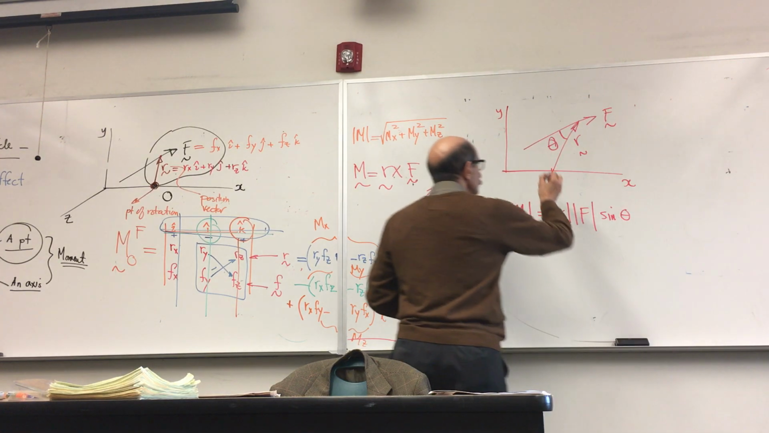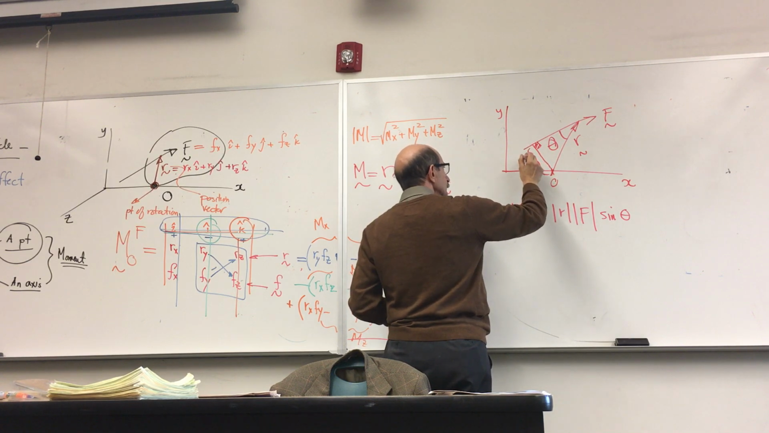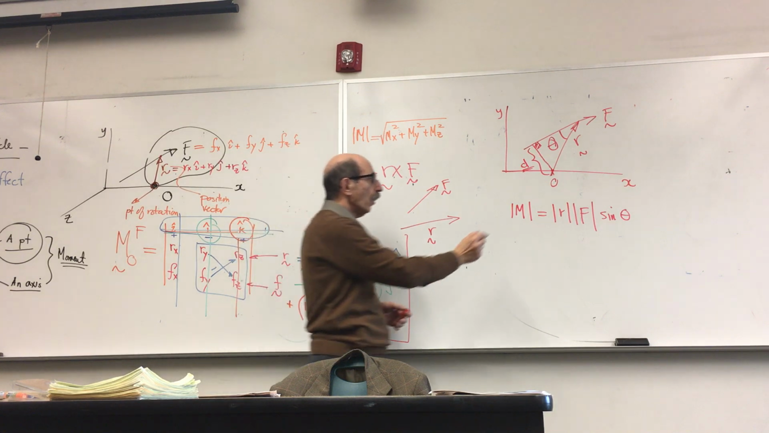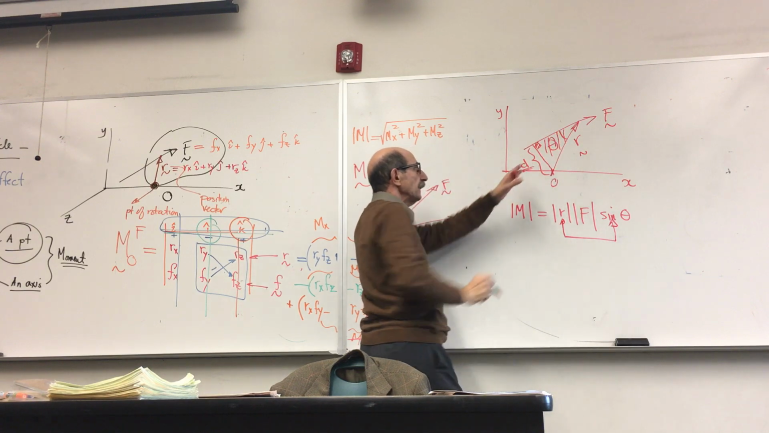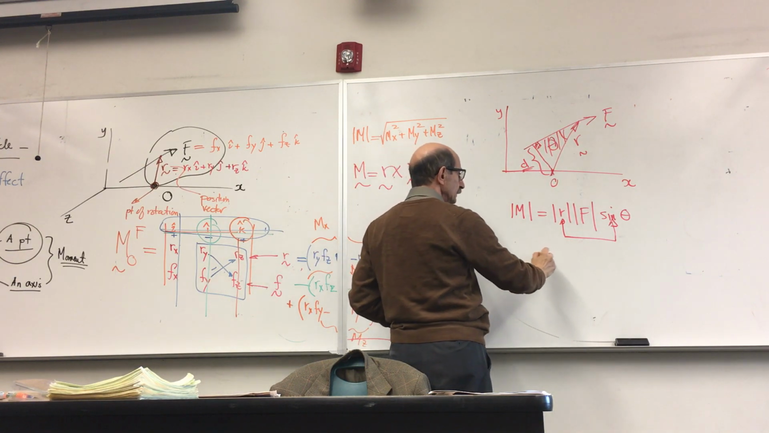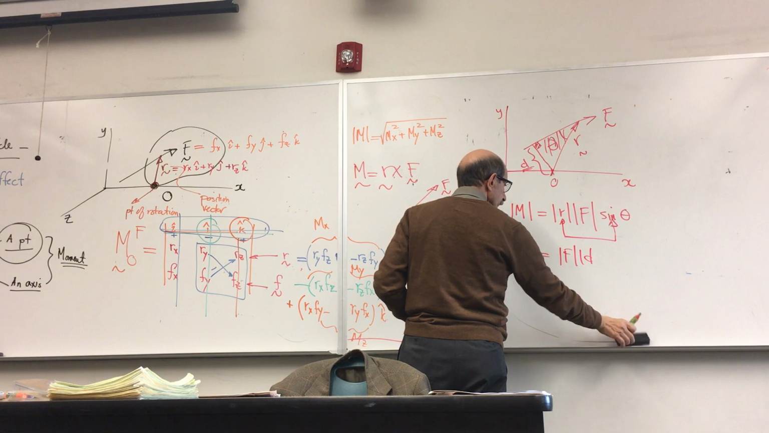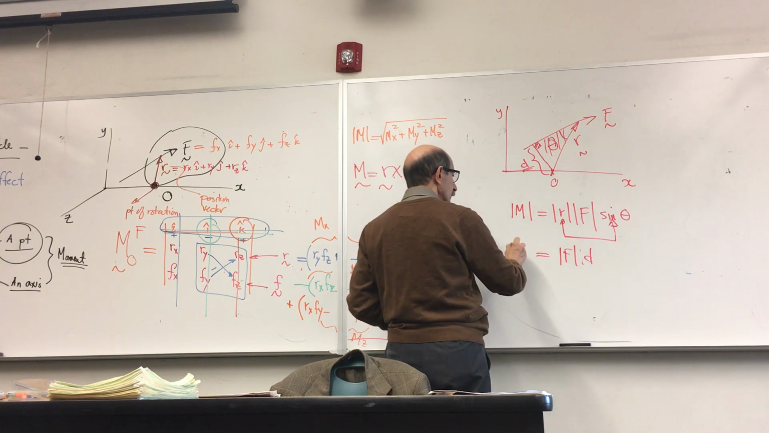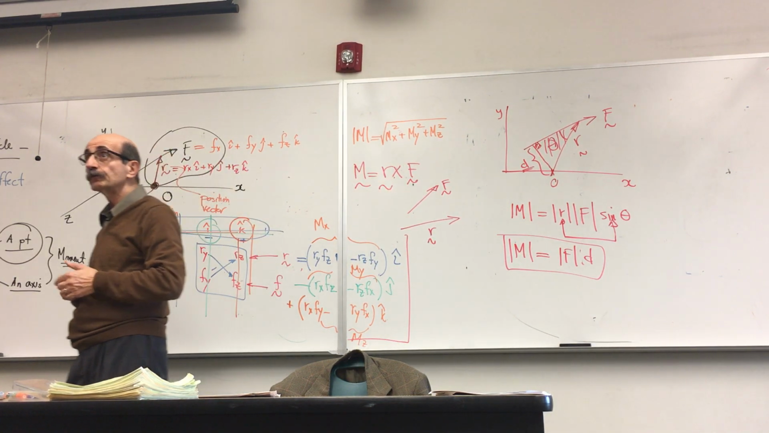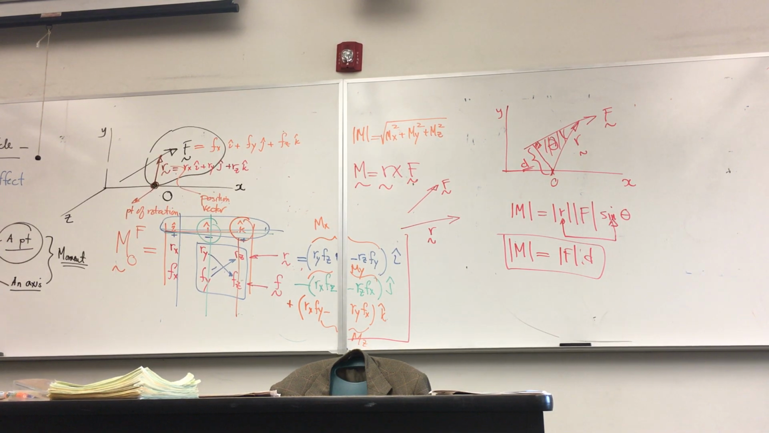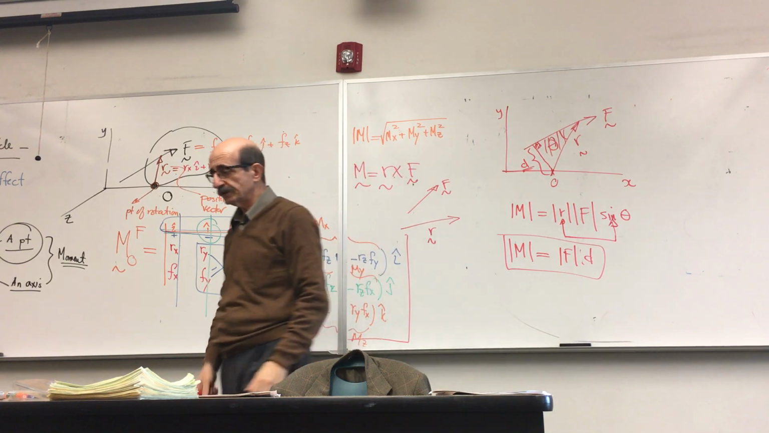So if you look at it, if I draw a line from O perpendicular to the direction of F, this perpendicular distance D, R sine theta in this triangle is nothing but that D. So M then can be written as simply F times D. Okay? So the magnitude of a 2D moment of force in a 2D plane is just the magnitude of the force times the perpendicular distance from the point of rotation to the line of action of the force. So things get easier. Okay?